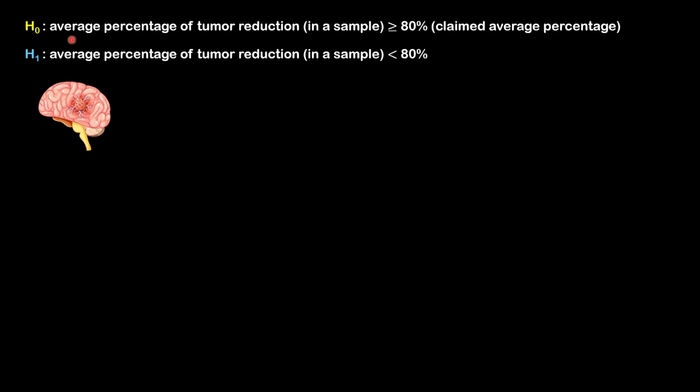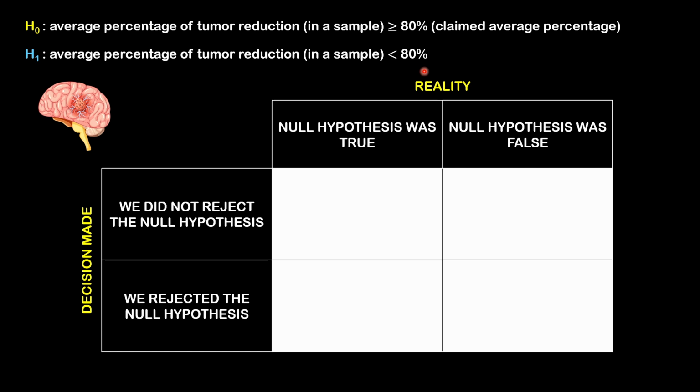Remember that our null hypothesis stated that if we were to take a sample of n people and give them drug A, the average percentage of tumor reduction would be at least 80%, and the alternative stated the opposite. The average percentage of tumor reduction was to be less than 80%. So there were 4 possible scenarios here. In the first scenario, we didn't reject the null hypothesis, and since it was actually true, we made the right decision. In the second scenario, we rejected the null hypothesis, and it turned out to be false. So again, we made the right decision.